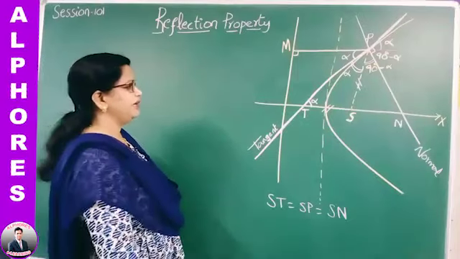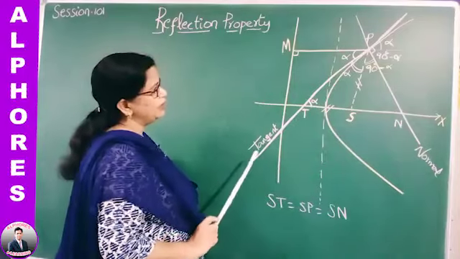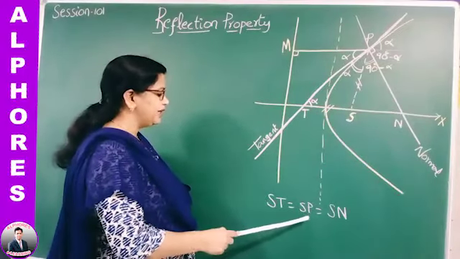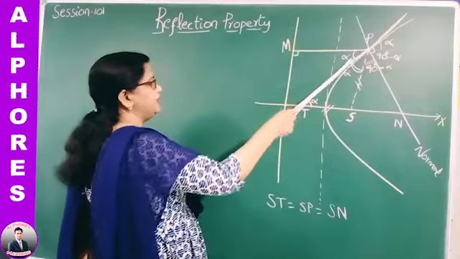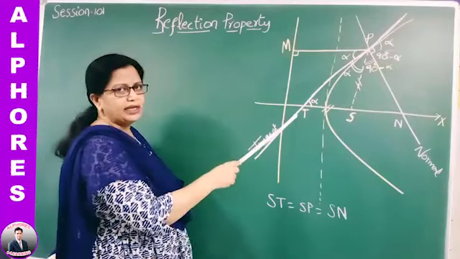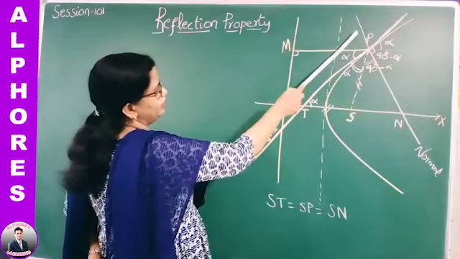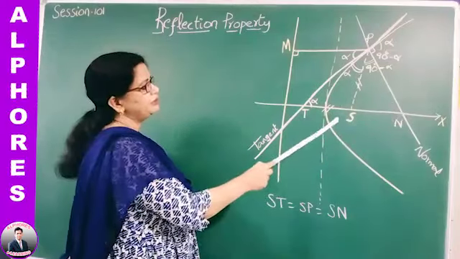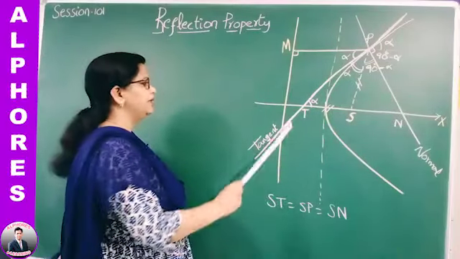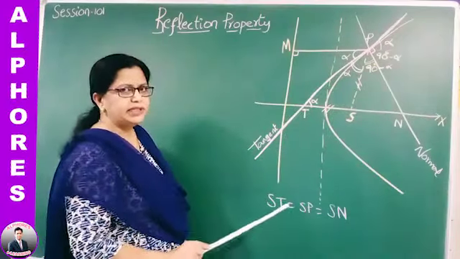Now observe, students, we have taken the example of the parabola y square equal to 4ax. In this parabola, in the previous session we did this property, that ST equal to SP equal to SN, where T is the point where the tangent drawn at the point P meets the x-axis, that means the axis of the parabola. And N is where the normal drawn at P meets the axis of the parabola, S being of course the focus of the parabola. We did ST equal to SP equal to SN in the previous session already.